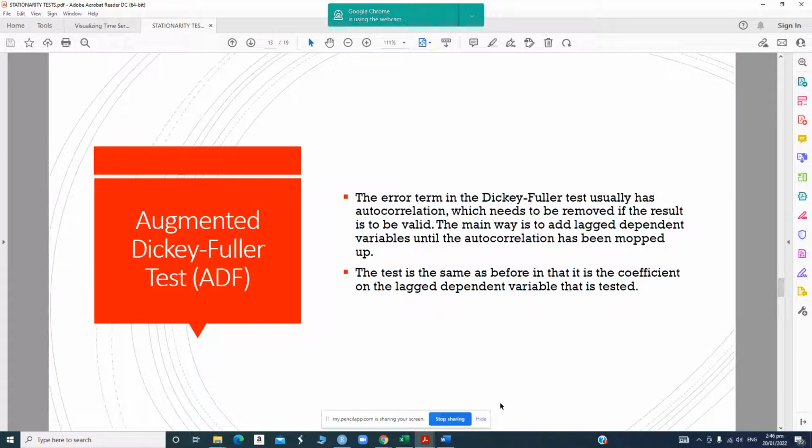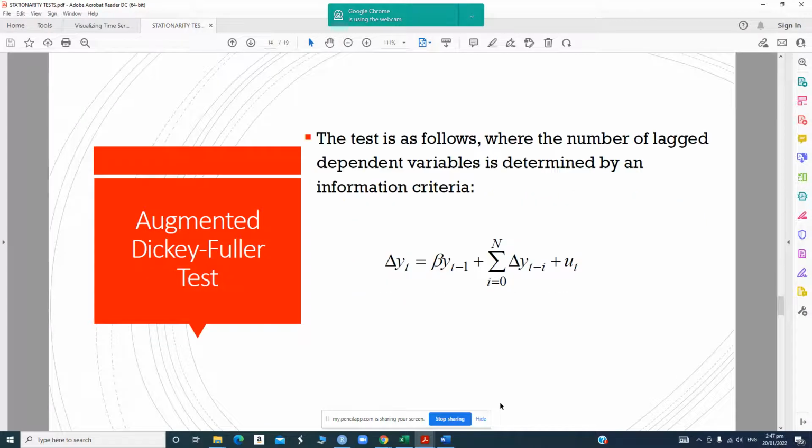So the carrying out of the test, everything is the same as Dickey-Fuller. So this is the basic difference we can see here. And we try to determine the number of lagged dependent variables to be included using whichever information criteria of choice, be it Akaike, Bayesian, Schwarz, or whichever.